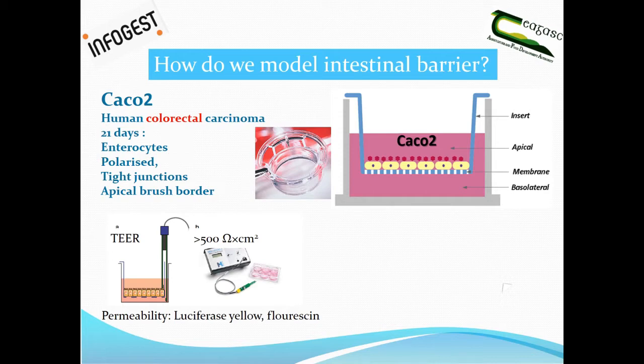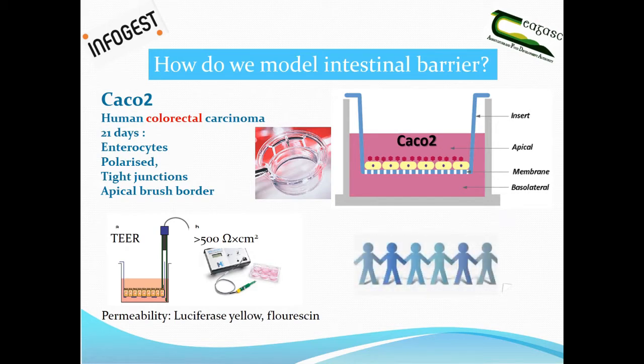You can measure these tight junctions by running an electrical current through them and measuring the electrical resistance, and that's called the transepithelial electrical resistance. And it should be greater than 500 ohms centimeters squared. And then you know you have a tight junction formed. And that usually occurs around day 20, day 21. You can also measure permeability across these monolayers by using things like lucifer yellow or sodium fluorescein, applying it to the apical side and then measuring how much comes through on the basolateral side.